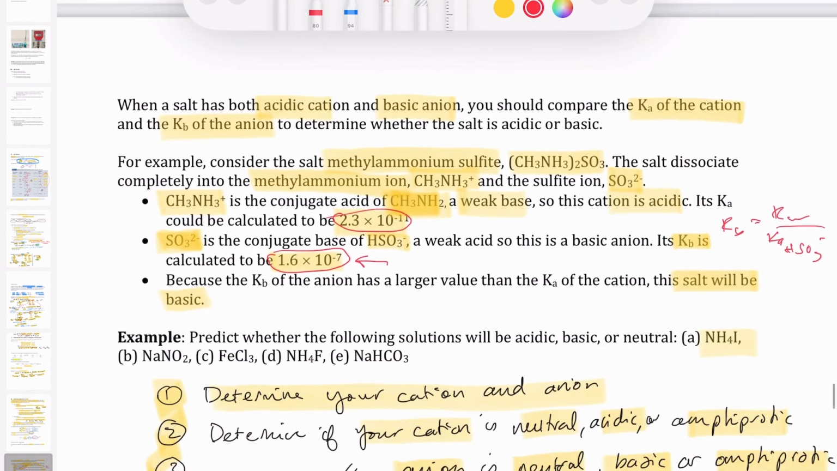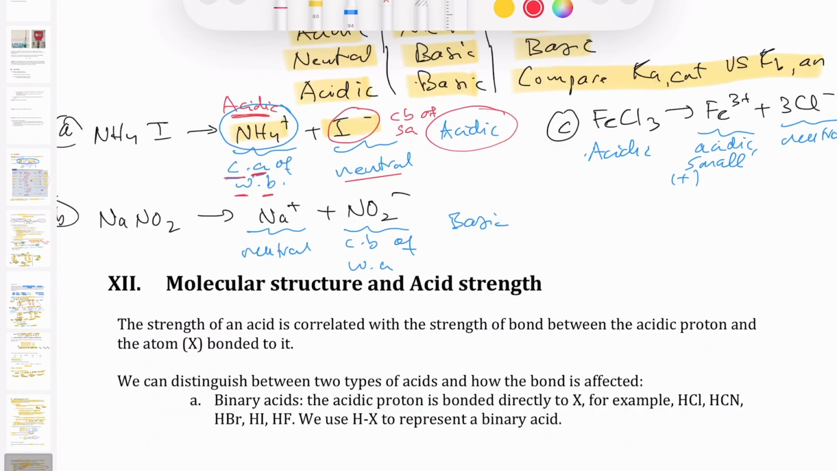All right, the second salt is sodium nitrite. Sodium nitrite dissociates into sodium and nitrite ion. Sodium is a group 1 cation, so it's going to be neutral. Nitrite is the conjugate base of a weak acid, so therefore it's going to be basic, right? The weak acid here being HNO2. You have a neutral plus a basic, so you're going to get a basic salt.